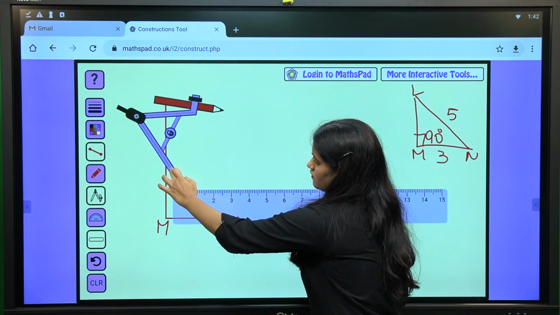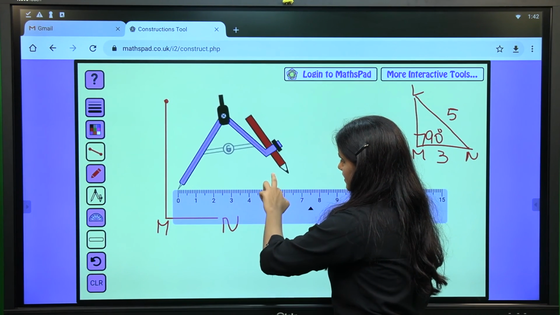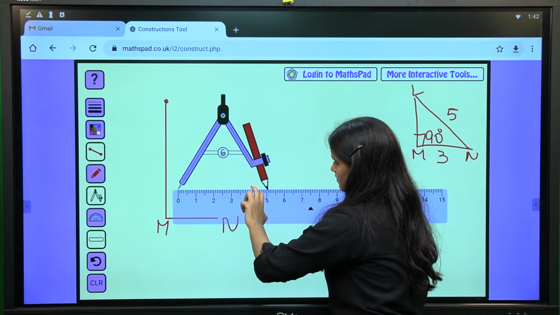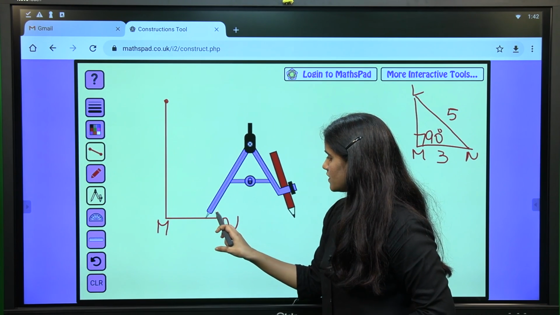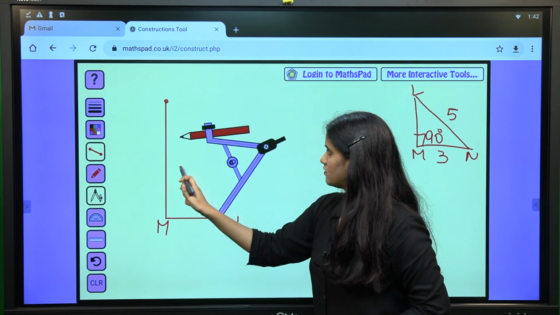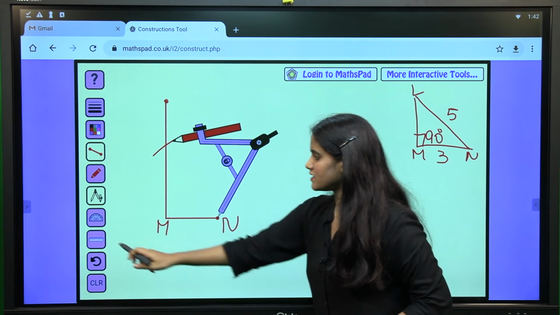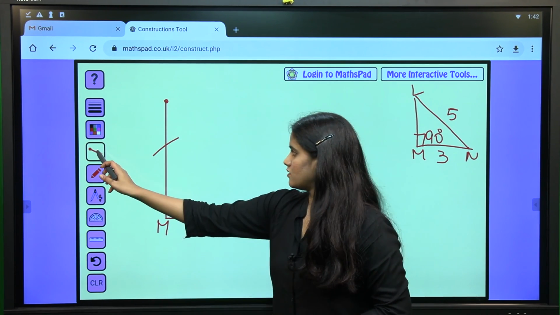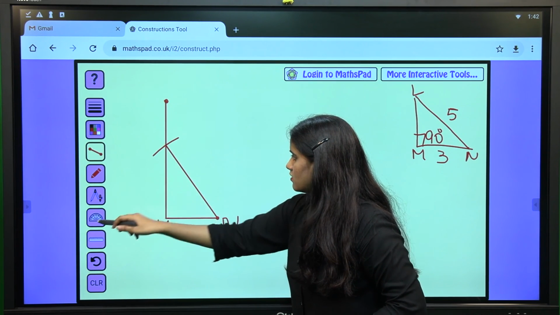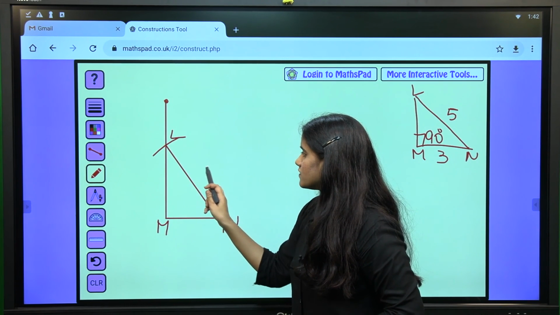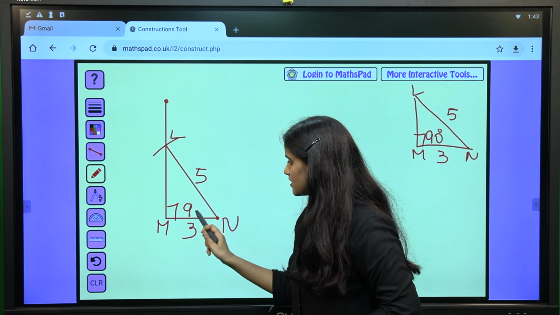Keep it on 0. Measure 5 centimeter. Okay. So keep it on N. Here cut an arc. So this is equal to 5 centimeter, the hypotenuse. So join these 2 points. So I can name it as L. So this is 5 centimeter. This is 3 centimeter. Here the angle is 90 degree.